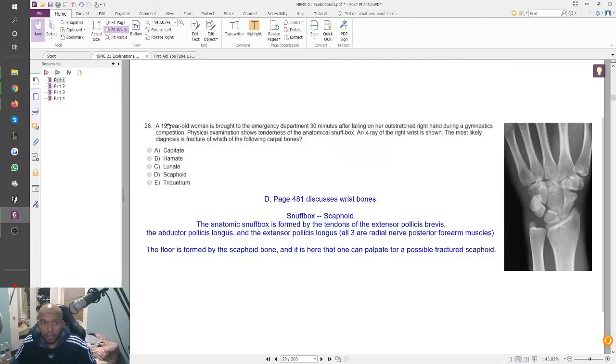So then they tell you, 19-year-old woman is brought to the emergency department 30 minutes after falling on her outstretched right hand during a gymnastics competition. Physical exam shows tenderness of the anatomical snuff box. An x-ray of the right wrist is shown. The most likely diagnosis is fracture of which of the following carpal bones?